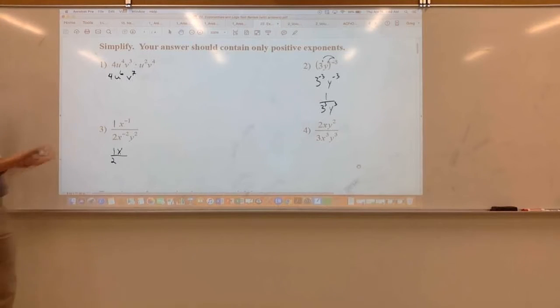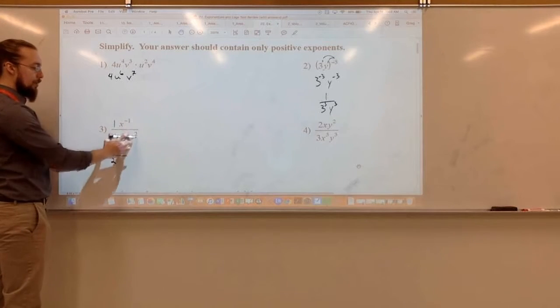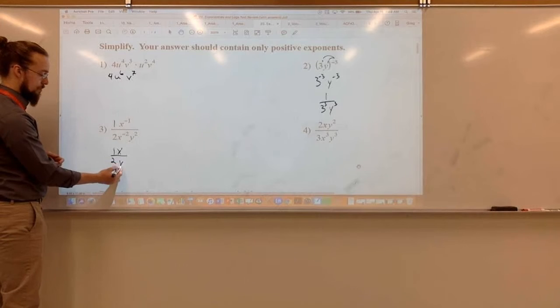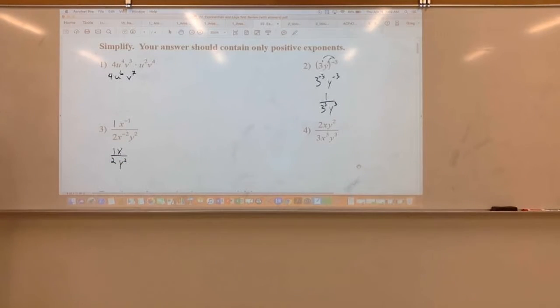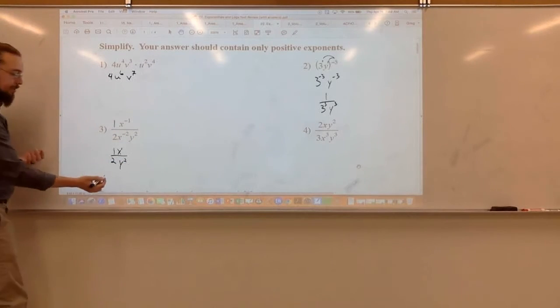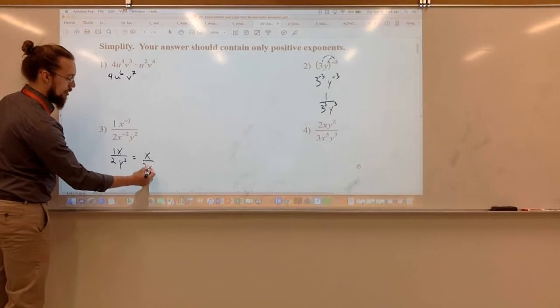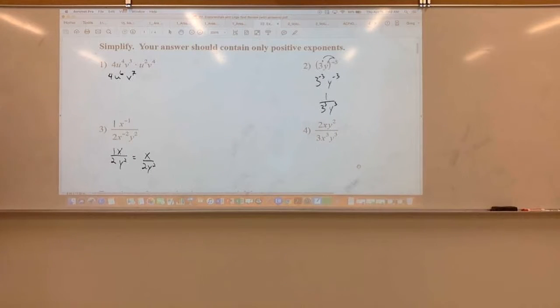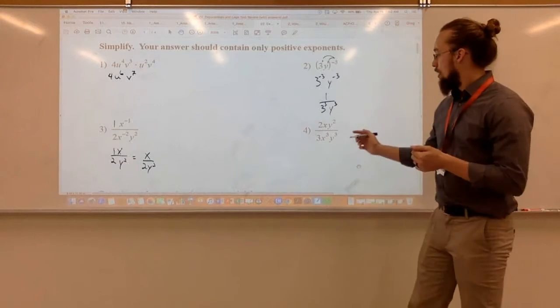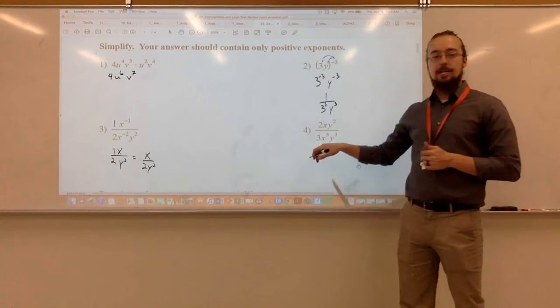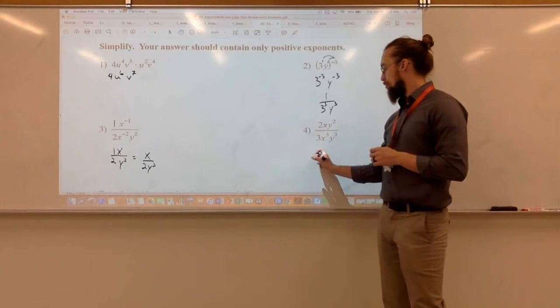Or we could just think about this as, well, since there's no y here, this y to the 2nd will just stay in the denominator, right? So to clean this up a little bit, we can just say this is x over 2y squared. Similar idea over here. And 2 over 3 does not reduce, so that part will stay.